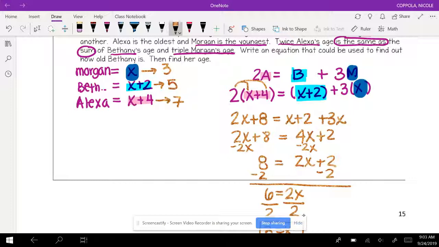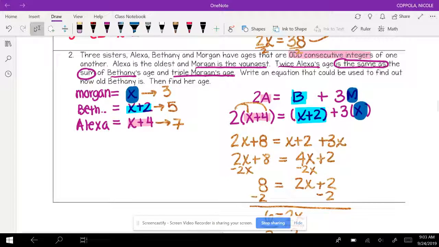Are these consecutive odd? Yes. Let's just make sure because it did say my answers had to be odd, which is nice, guys. If you don't get an integer or if it doesn't satisfy the scenario here, then we know we didn't do it right. All right? So that is it.